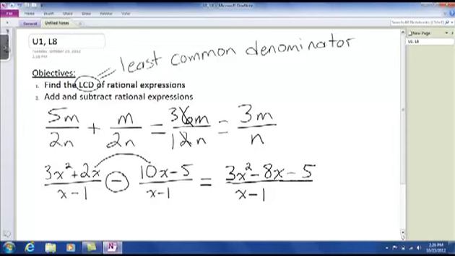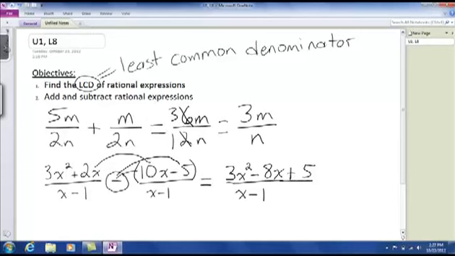So when you're looking at this, what you need to think is this 10x minus 5 is in parentheses. And we have to subtract 10x. We also have to subtract negative 5. Well, when I say minus negative 5, you know that's going to make it a plus 5.